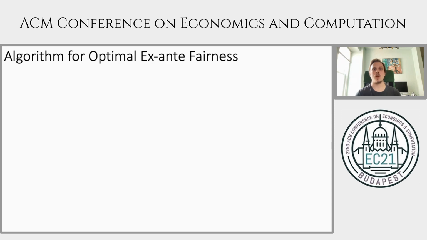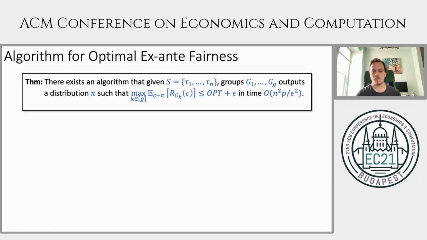All right, so what can we say about our ability to optimize ex ante minimax group regret? We provide an algorithm that, given the consumer risk thresholds and the group structure, will output a distribution over sets of P portfolios that's within epsilon of the optimal distribution and runs in time n squared P over epsilon squared. Okay, so the high-level idea behind this algorithm is to formulate this optimization problem as a two-player zero-sum game.